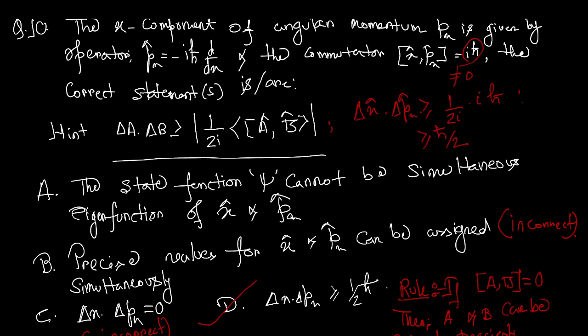I have said that if these two operators commute with each other, they can have a common set of eigenfunctions. As x and px are non-commuting, they cannot have the same set of common functions. So state function psi cannot be a simultaneous eigenfunction of x and px, which is a correct option. So our question number 10, a and d are the correct options. With this, our second tutorial, the assignment of week 1, is done.